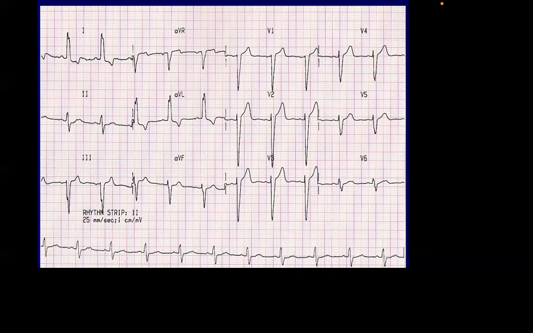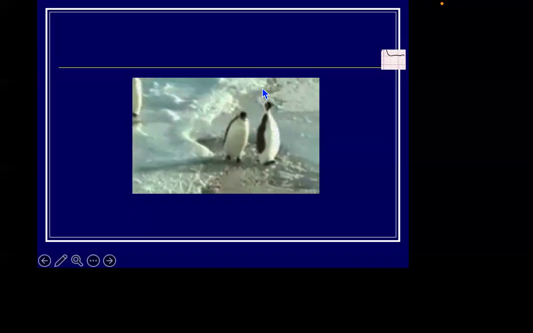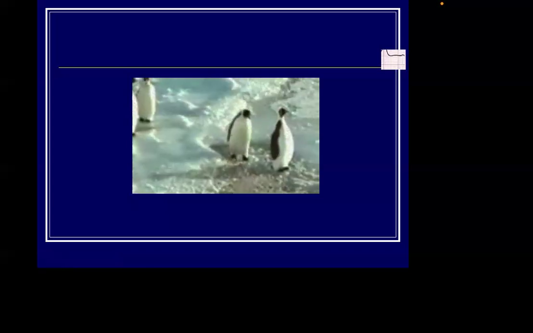So this is the M shape. If you see, this is the M shape in lead 1. In lead V6, sometimes you find it, sometimes you will not. And in lead V1, there is an S wave. So thank you very much. This is the end of my talk.